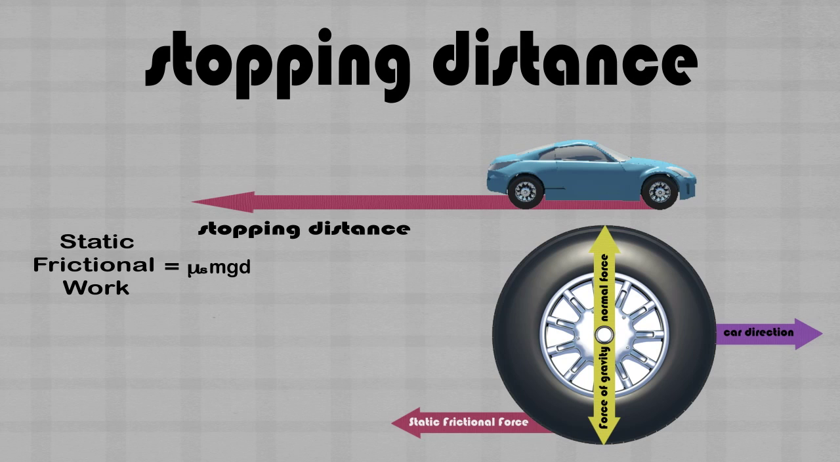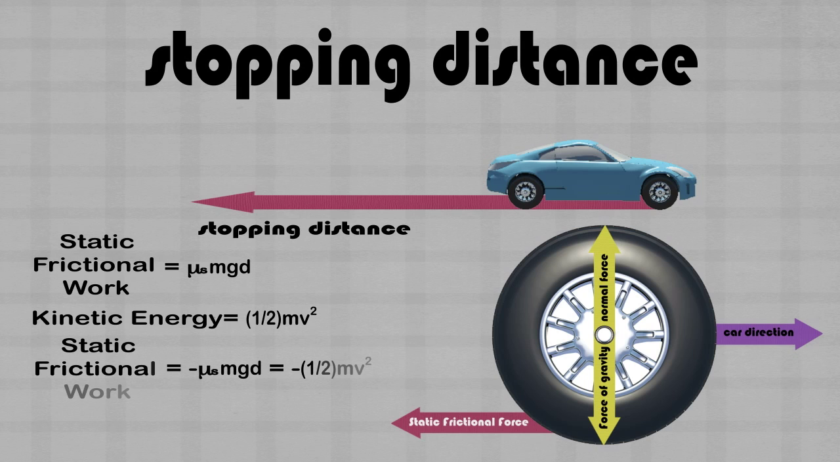We know that the static frictional work is equal to the static frictional force times the distance the car travels, and that the kinetic energy of the car is 1/2 mv squared. We can say that the kinetic energy of the car is equal to the static frictional work. This is because enough work must be done to reduce the car's kinetic energy to 0.